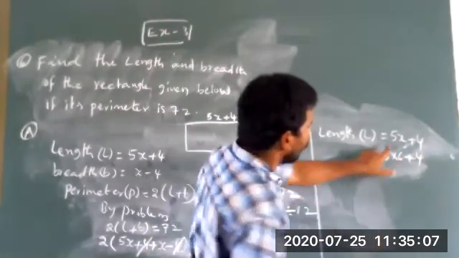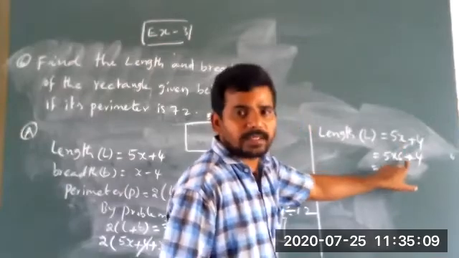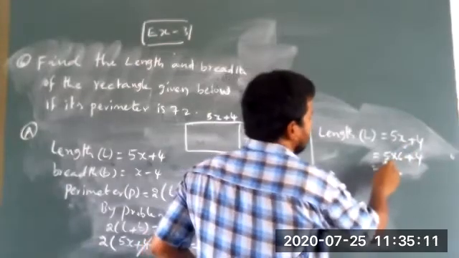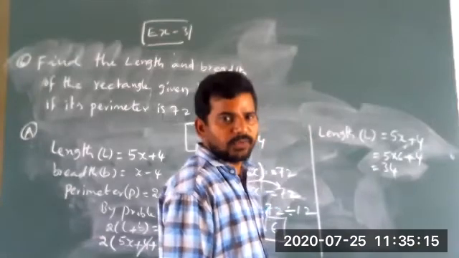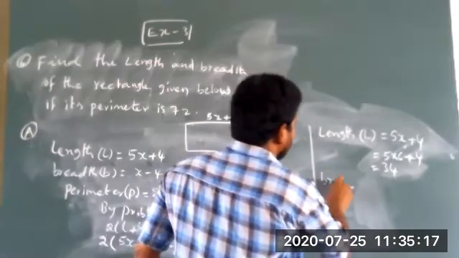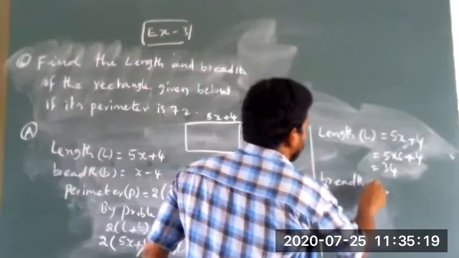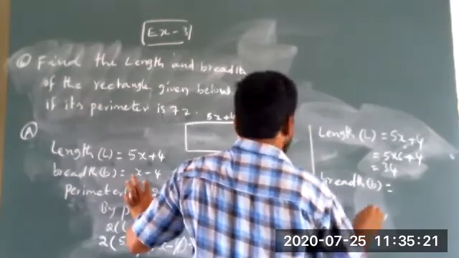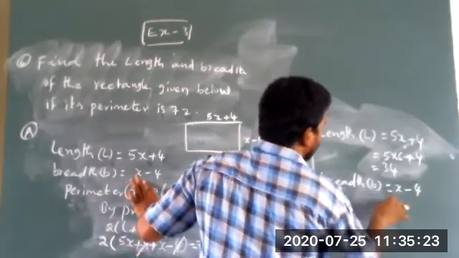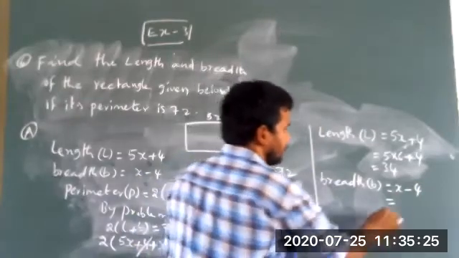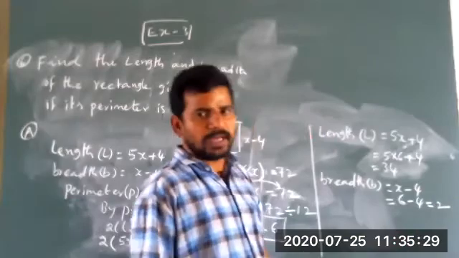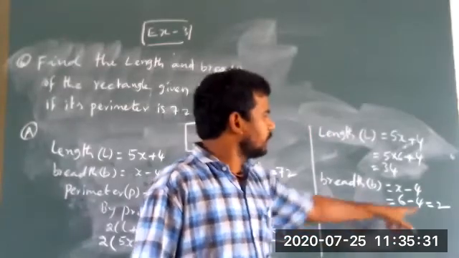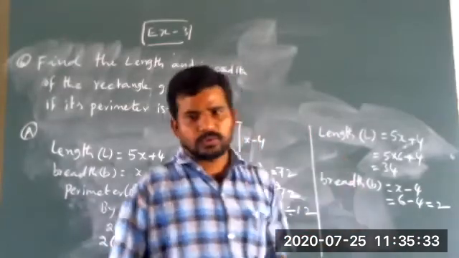So 5 into the x value, which is 6, plus 4. 5 sixes are 30 plus 4, 34. How much? 34. And breadth, how much? x minus 4 equal to, what about the x value? 6. 6 minus 4 equal to 2. 6 minus 4 equal to how much? 2. So breadth equal to 2 and length is equal to 34.